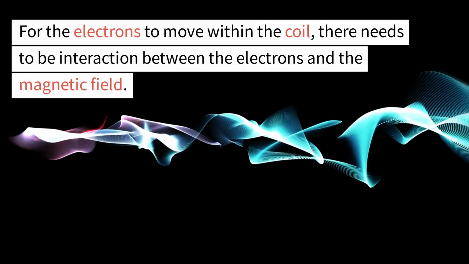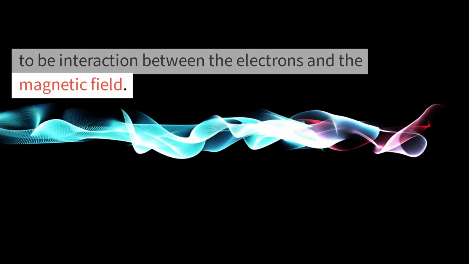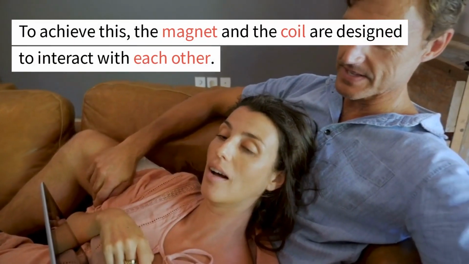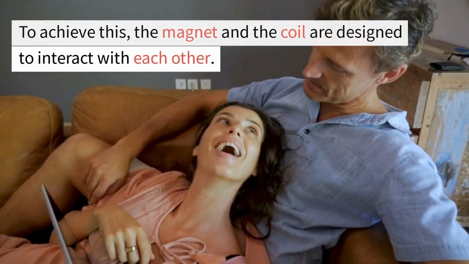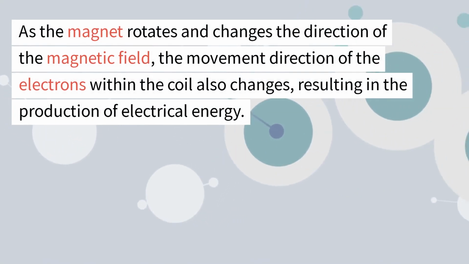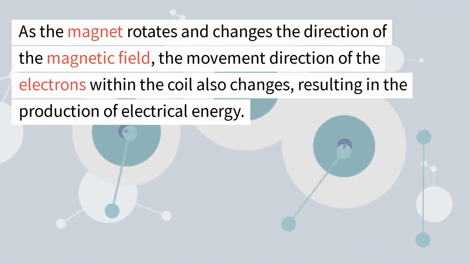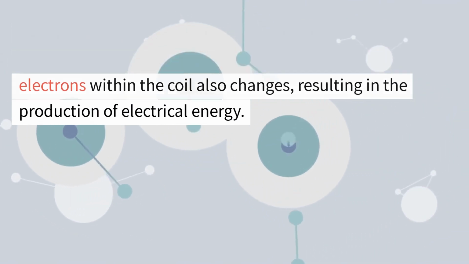For the electrons to move within the coil, there needs to be interaction between the electrons and the magnetic field. To achieve this, the magnet and the coil are designed to interact with each other. As the magnet rotates and changes the direction of the magnetic field, the movement direction of the electrons within the coil also changes, resulting in the production of electrical energy.